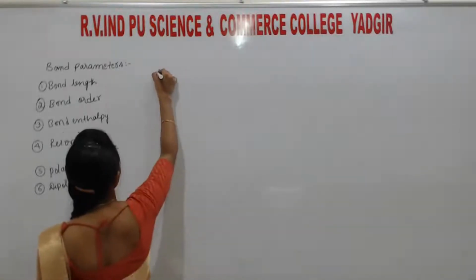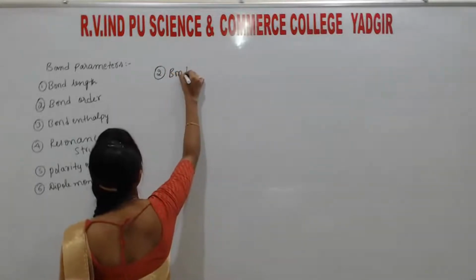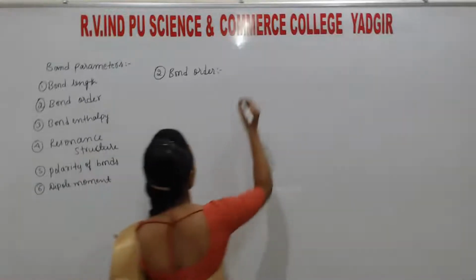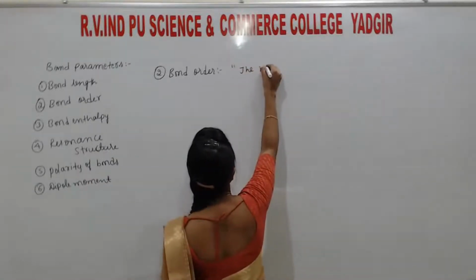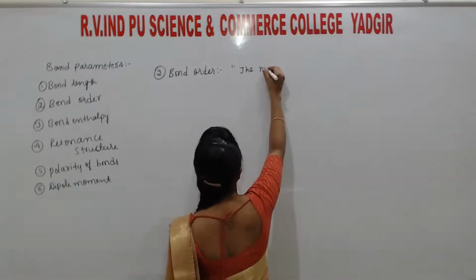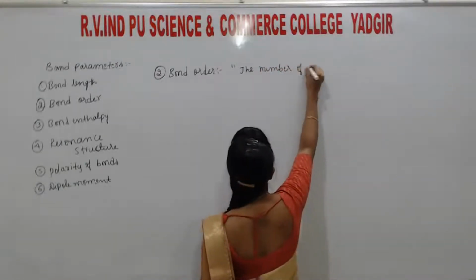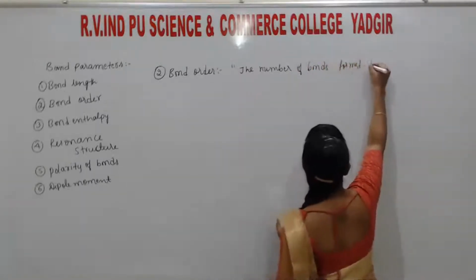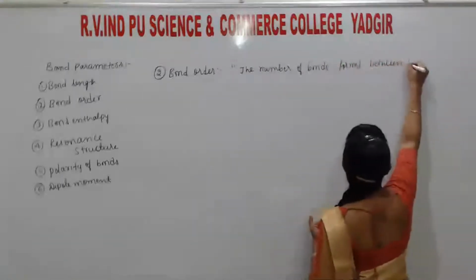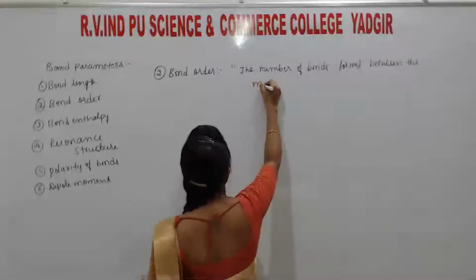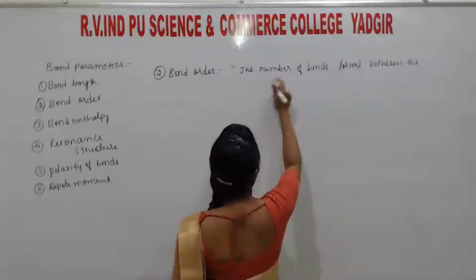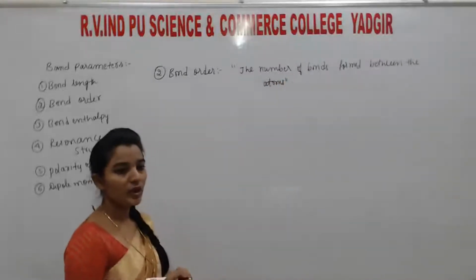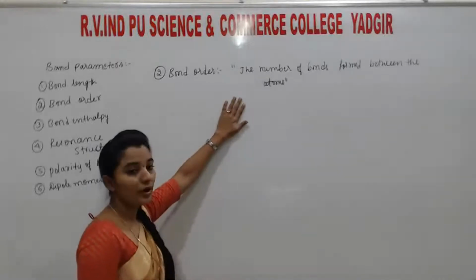Okay, so the next one is bond order. So what is this bond order? The number of bonds formed between the atoms. The number of bonds formed between the atoms is called bond order.